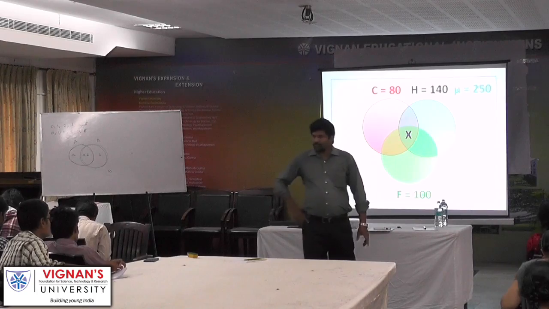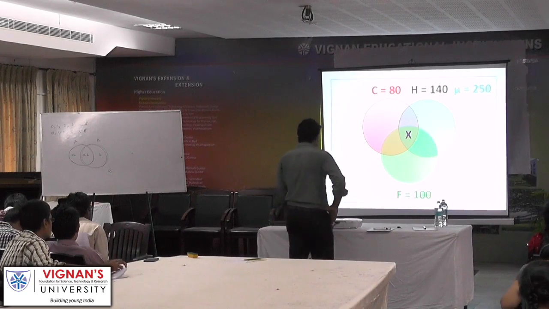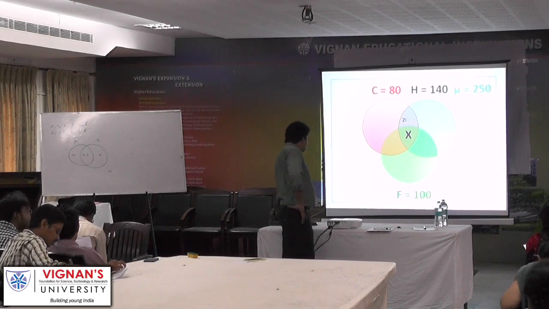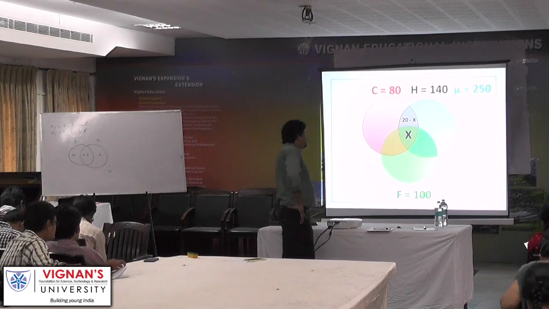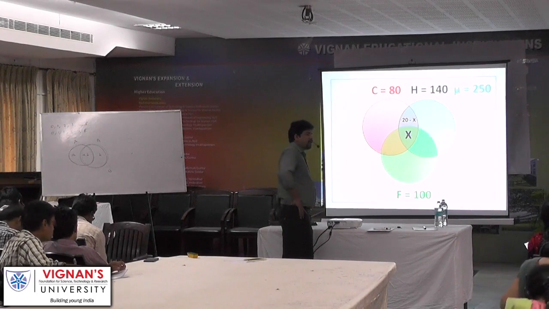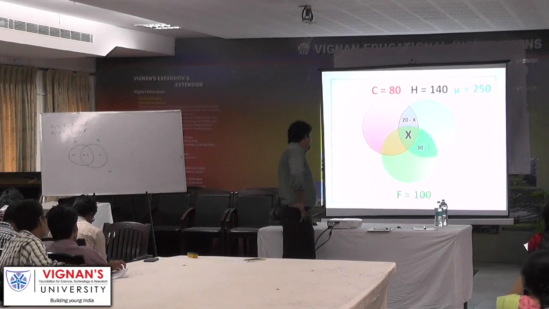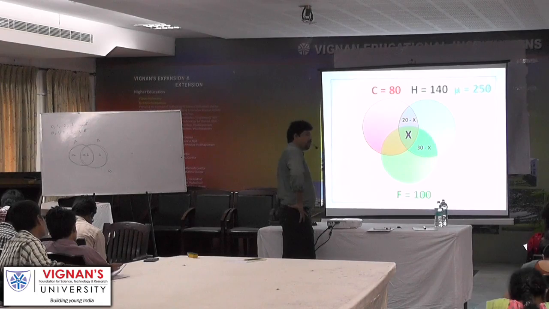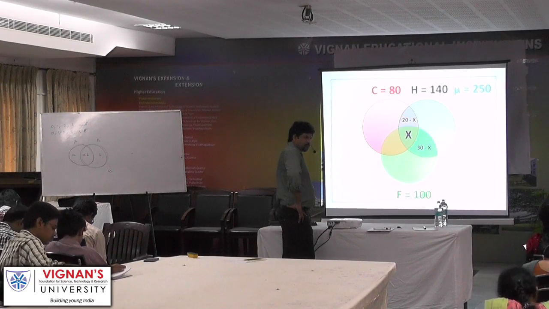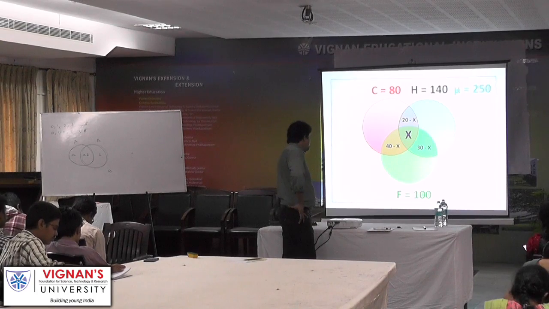How many play all the 3 games? We don't know. It is not given. So I am supposing it as X. X play all the 3. Then how many play cricket and hockey? 20. So how many play only cricket and hockey? The remaining, 20 minus X. Similarly, hockey and football 30. Only hockey and football 30 minus X. Now cricket and football 40. Only cricket and football 40 minus X.